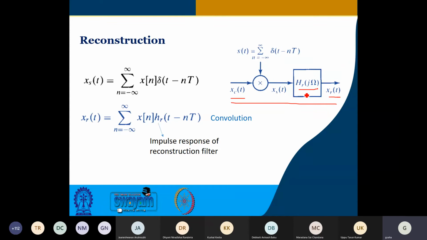Now this is the frequency domain part of it, the ideal filter. Let us begin with the ideal filter only. Later on we shall see, if it deviates from ideality, what the corresponding effect will be. That filter will have a time domain response in the form of h_r(t), right? You can get it by inverse transform.